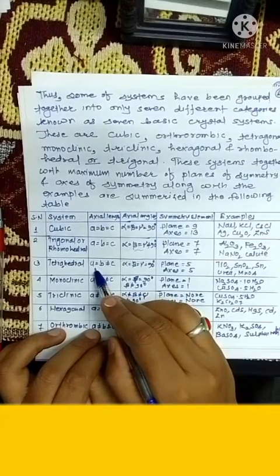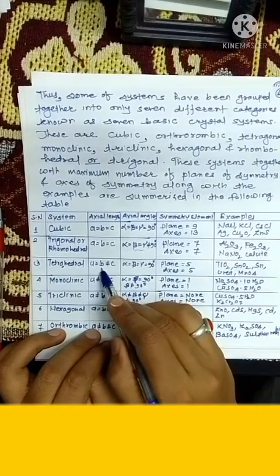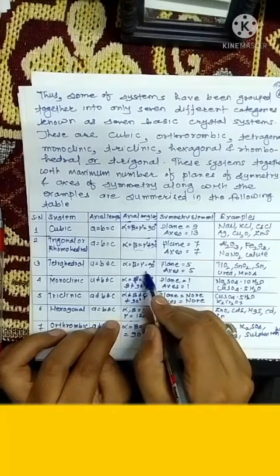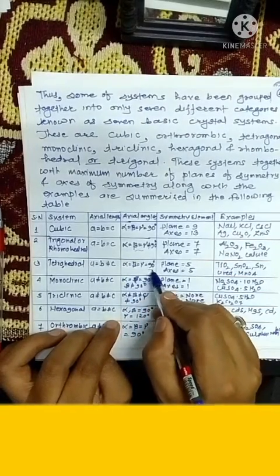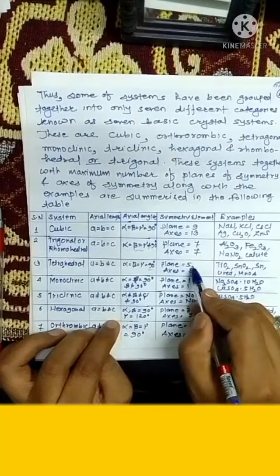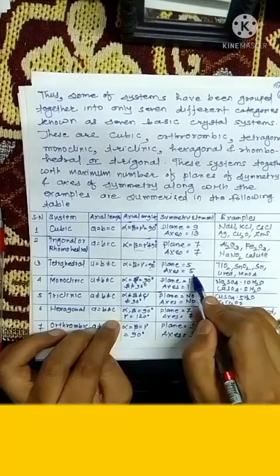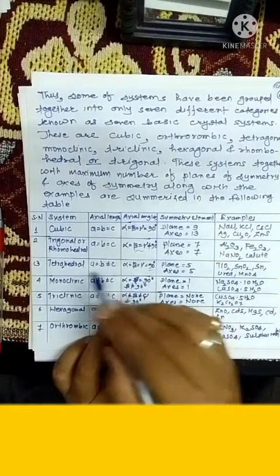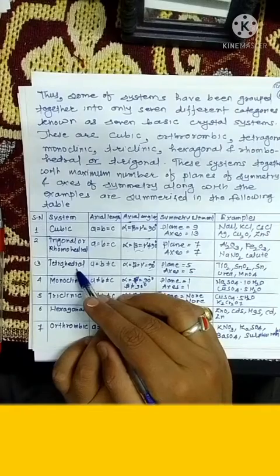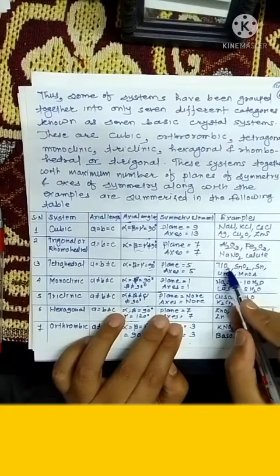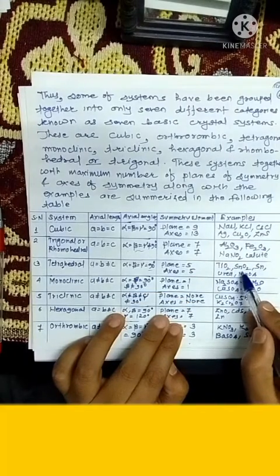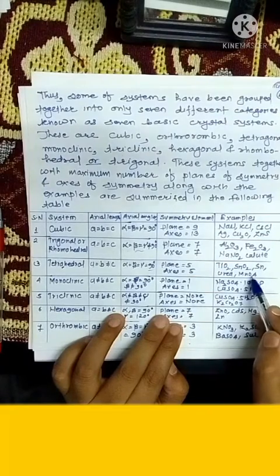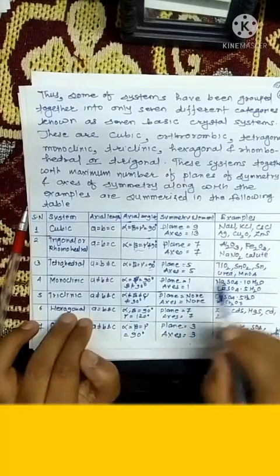Tetragonal system. In the tetragonal system, a = b, which is not equal to c. Alpha, beta, gamma are always equal to 90. There are 5 planes of symmetry and 5 axes of symmetry. Examples in which the tetragonal lattice system is found are TiO2, SnO2, Sn, urea, MnO4.